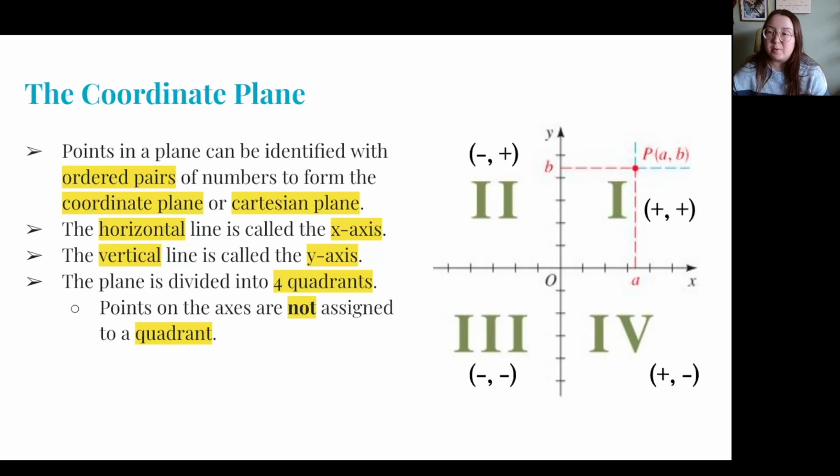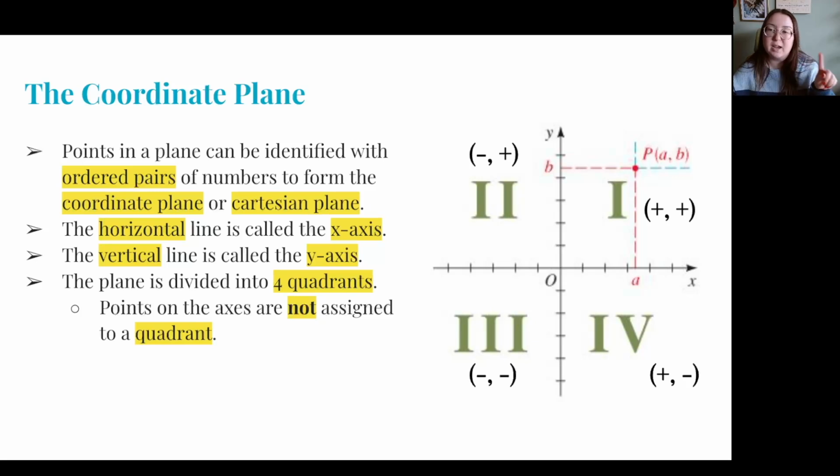If we look at this picture here, we have this point in red, at A and B. The A is along the x-axis and the B is along the y-axis, and that creates the point P, which we see there as a red dot. This is P and then A comma B. It just means that point P is located at A, B. And so that point we'd say is located in quadrant 1 because that's what the quadrant is labeled.